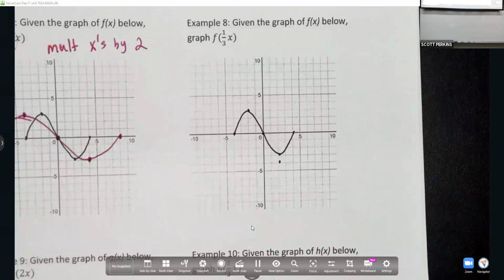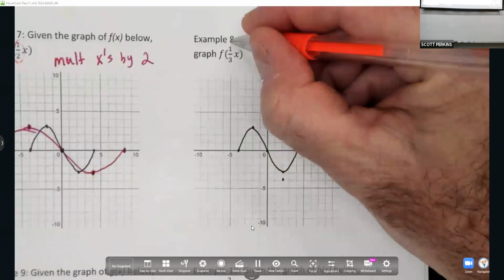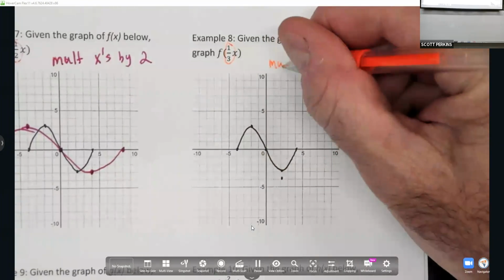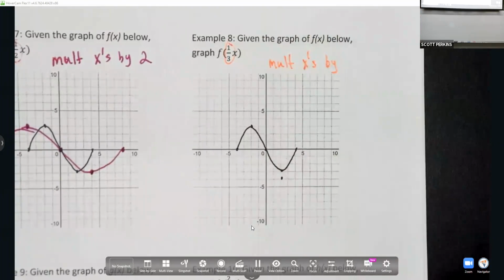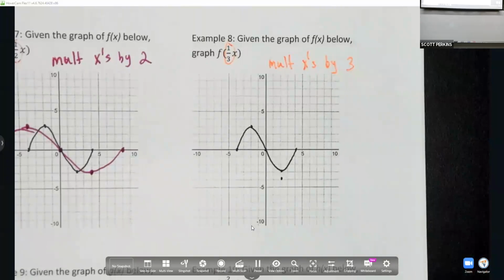I'm not going to graph it yet. I just want to give everybody a nudge, make sure we're going the right direction here. So I've got a 1/3 in front of the x. That means realistically, I'm going to multiply the x's by what? The reciprocal, which is 3. Yes, so multiply all the x's by 3.